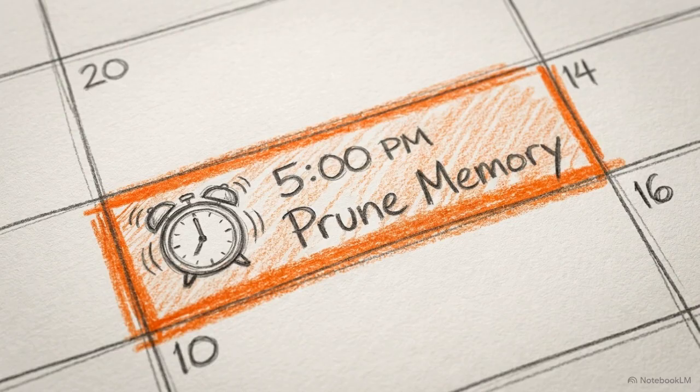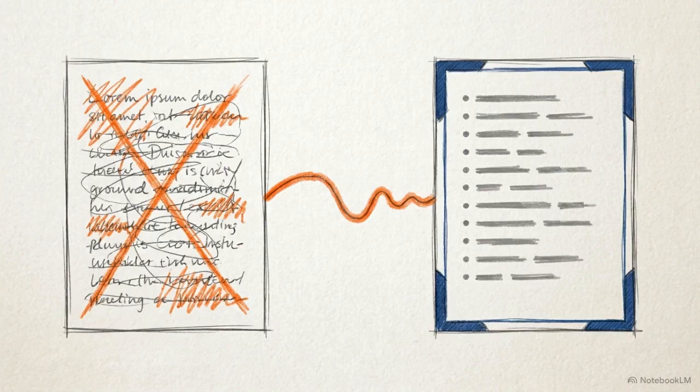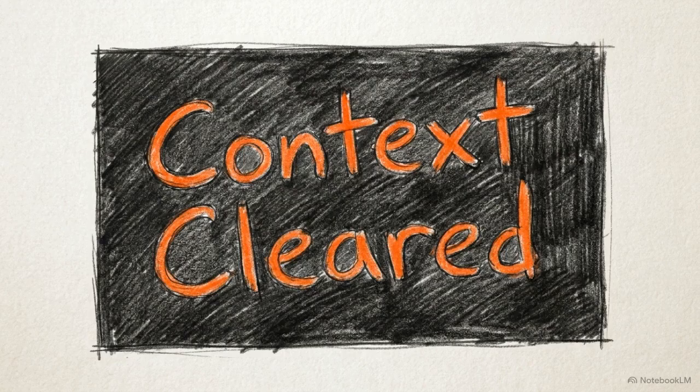To manage that pruning, we introduce a mandatory routine. You must do this at the end of your daily workflow, before you close any active session. Type this prompt: update the memory file with today's decisions, and strip out any outdated context. The agent will take over. It physically rewrites the markdown file, removing the old geometry of the project and curating its own memory. Warning: if you clear the terminal without running this prompt, whatever context you built up today is permanently lost.